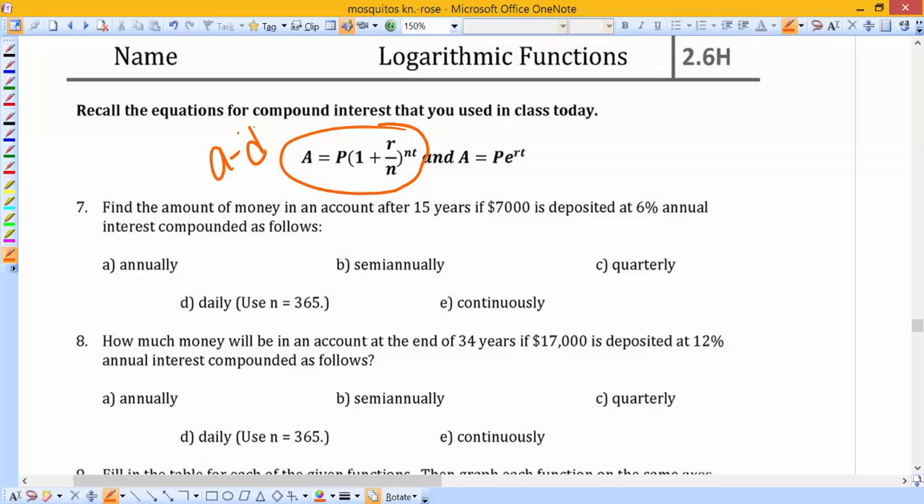You will be using that formula for A through D, and you'll be using the continuously for E. So that's what you're plugging into. Annually, n is 1, semi 2, quarterly 4, and then daily they give it to you. So you're plugging in. Now what's the important information from here? 15 years, 7,000, 6%. So I pointed it out here. I'm not going to point it out in 8.